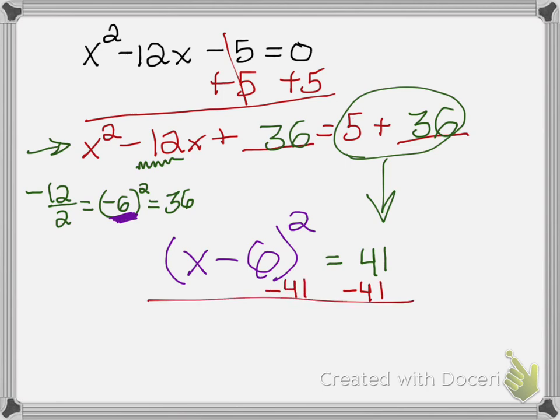Now over here, I will have 0, but I can't technically subtract 41 from 6 because 6 is inside the parentheses. So I'll just write it out. Now I have converted it into vertex form.